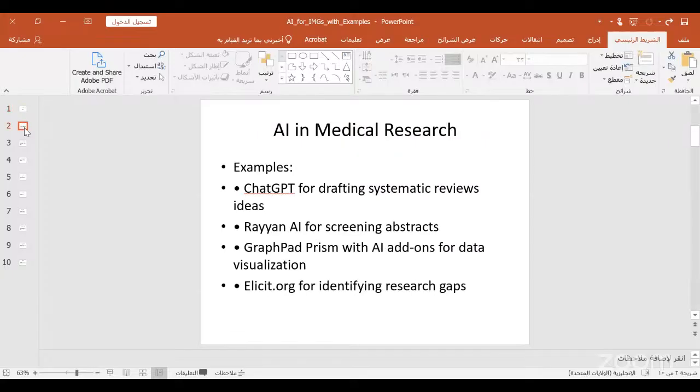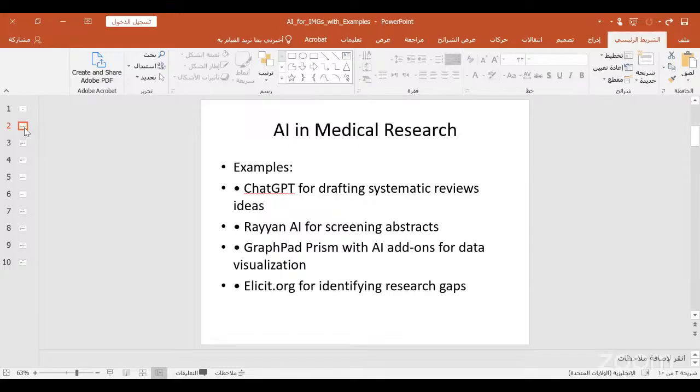Okay, so artificial intelligence, first in medical research. We have examples in medical research. We can use, for example, ChatGPT for drafting systematic review ideas. After we draft the systematic review ideas from artificial intelligence, whether it was ChatGPT or Google Gemini or any other AI tool, we have to validate these ideas by ourselves. We have to take the idea and go through the major public databases to check the validity of the research idea. Most commonly, we would like to use PubMed or Cochrane, or we can use both of them.